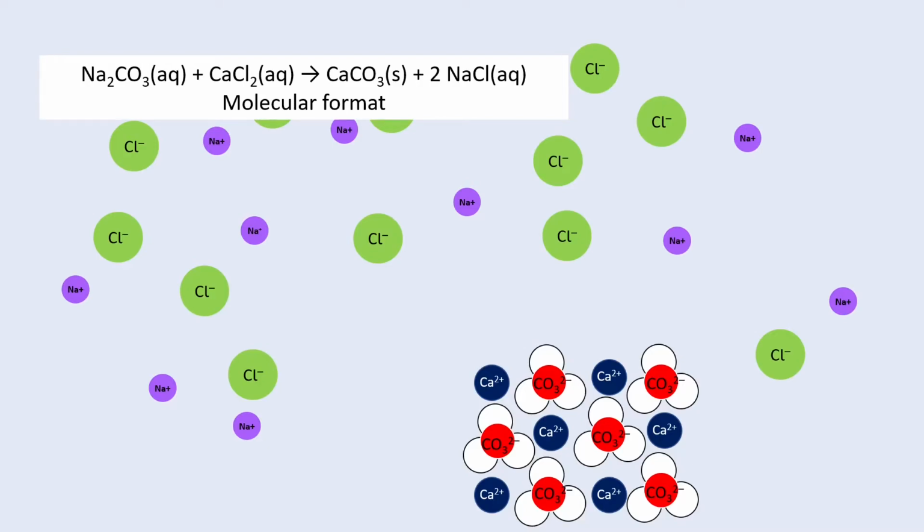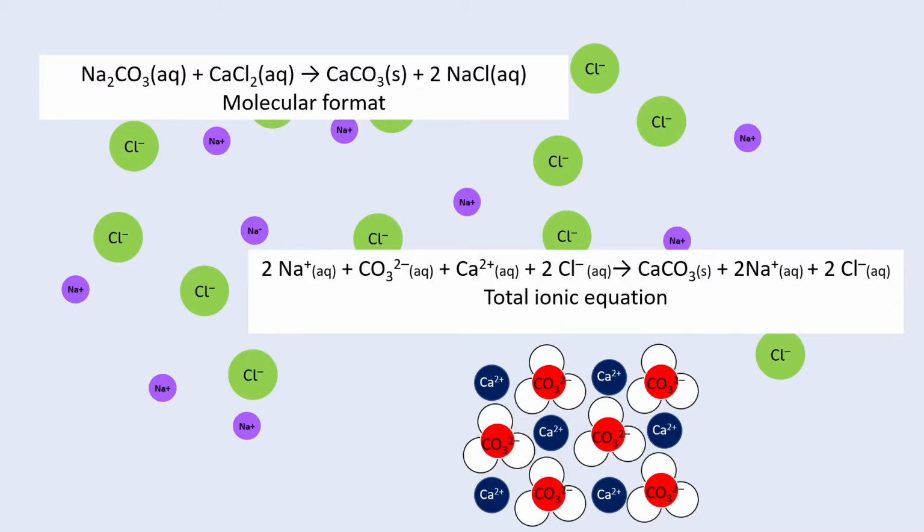Sodium carbonate in an aqueous solution, or dissolved in water, will react with aqueous calcium chloride to form calcium carbonate, which is a solid, and sodium chloride. But if we want to know what's happening in this reaction, we can write this in a more detailed version. We call this the total ionic reaction.